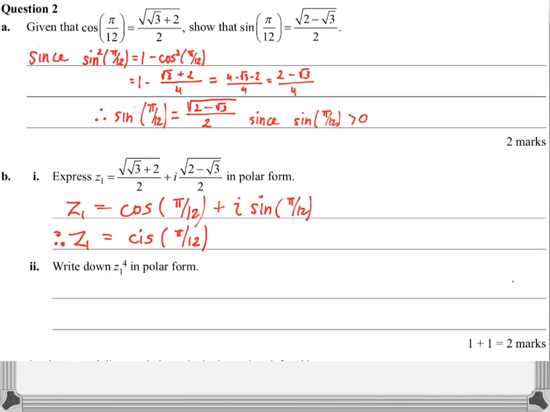Now, part 2 of this question, write down Z1 to the power of 4 in polar form. Any complex number to a power, we use De Moivre's theorem, and the 4 becomes a multiplying factor of the argument. So we're going to have 4 times pi on 12, and that simplifies down to pi on 3. Cis pi on 3. There you go.